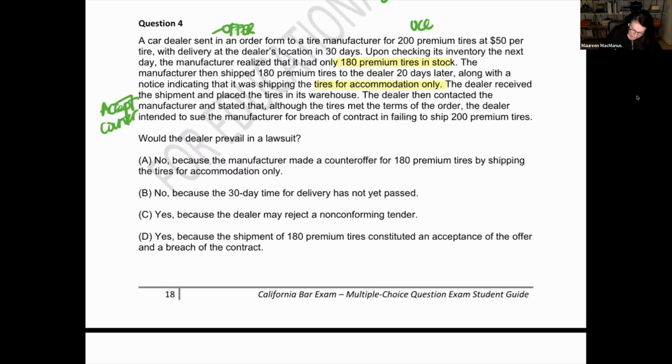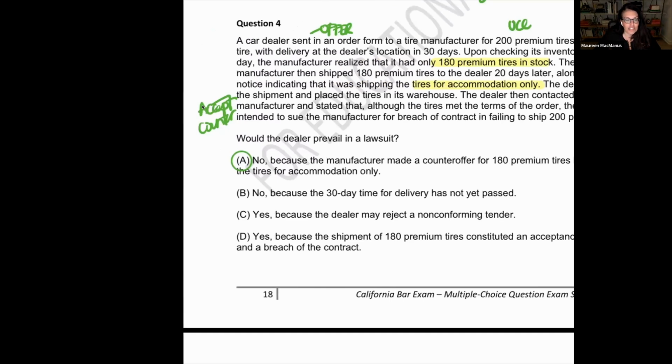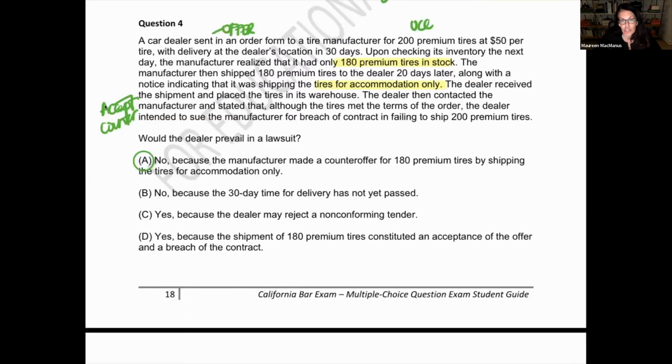So I think that looks good, but I'm still going to go through everything else. B, no, because the 30-day time for delivery has not yet passed. That's not what we're dealing with here. I know that could be a correct answer, but this was a counter offer saying here's 180. So we don't even have to get to the 30 days. That's when you have an opportunity for it to cure, right? So if there was an acceptance of the initial offer, then you would have the opportunity to cure, but we're not dealing with a cure situation here. We're dealing with a counter offer and an acceptance of the counter. So like here, I'm just going to say not dealing with cure. This is a counter offer.